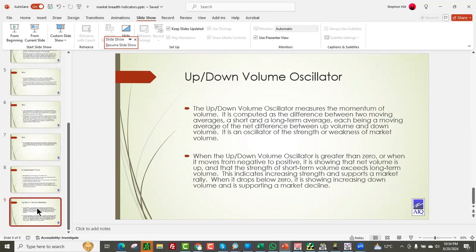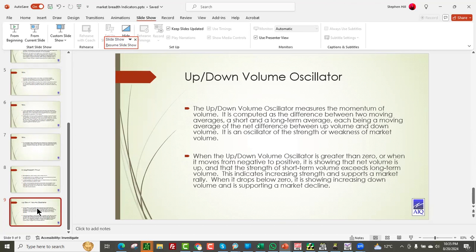So it indicates some strength and supports a market rally because you're looking at the up volume versus the down volume. So if the average of the up volume short-term is increasing, that means there's money moving into stocks that are moving up. Makes perfect sense. The opposite is true when it drops below zero, showing increasing down volume and supports a market decline.